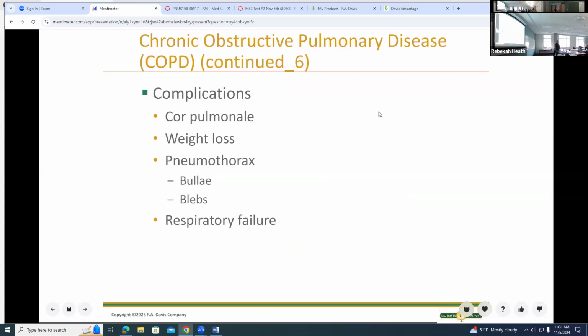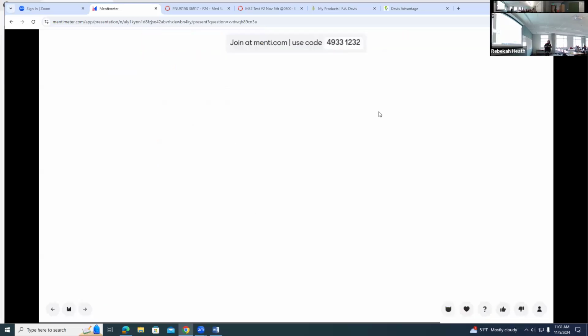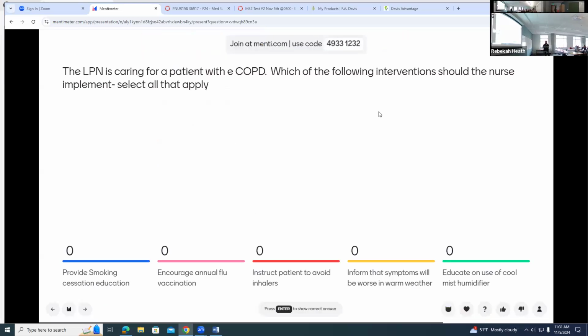Complications: cor pulmonale or right heart failure. You can develop heart failure from the issue of airflow. Weight loss can develop as well. And eventually they can have respiratory failure. If we're caring for somebody with COPD, which of the following interventions should we implement? Let's select all that apply.